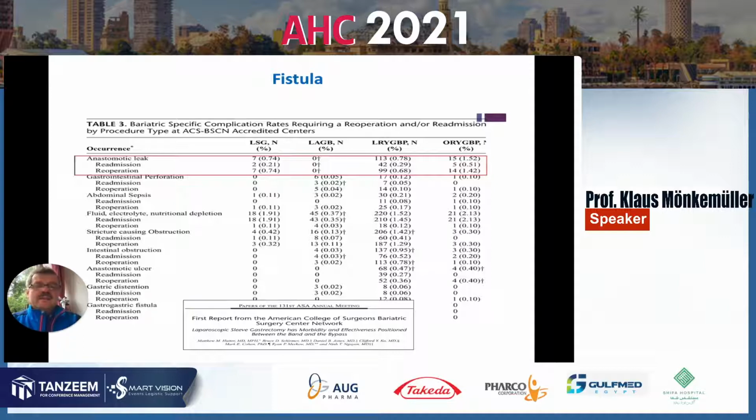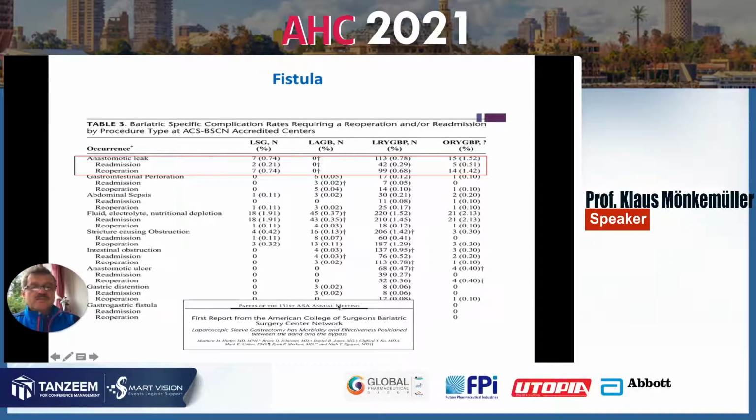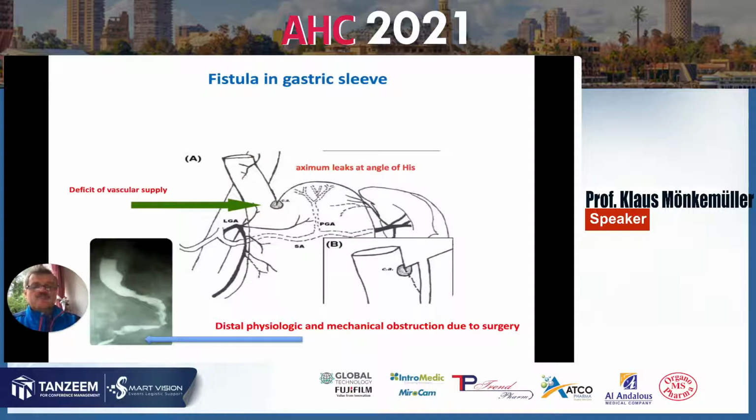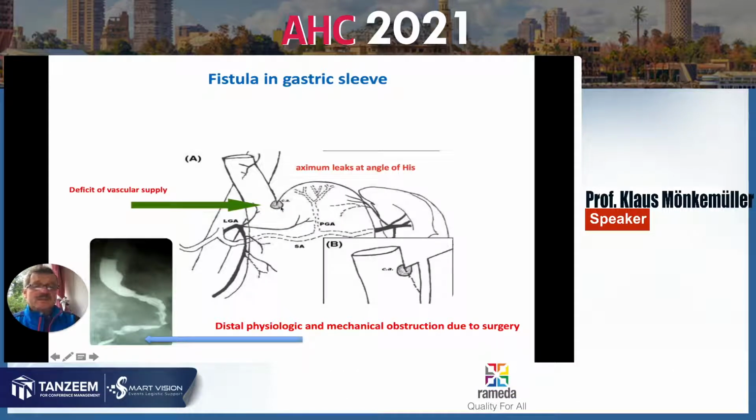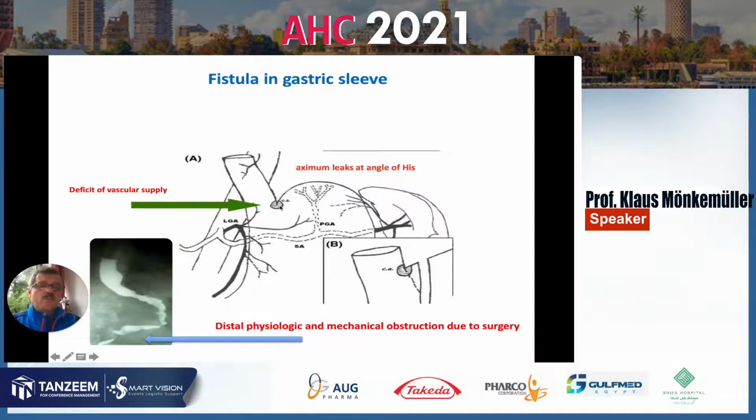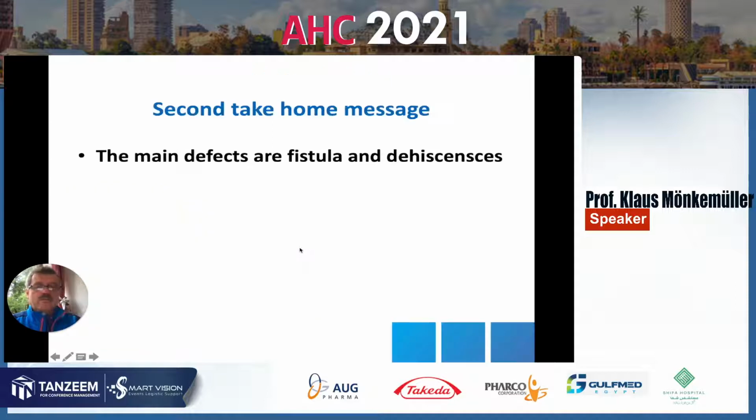Fistula and dehiscence are the most common complications after bariatric surgery, and this has been known since the beginning of these types of operations. The incidence has varied over the years, but it remains a problem that must be addressed. In gastric sleeve, it's important to remember that the most common fistula is exactly at this location, because in this area there is some vascular supply deficit, and also some distal physiologic and mechanical obstruction due to surgery, which increases the backflow pressure, opening here a little hole or fistula.